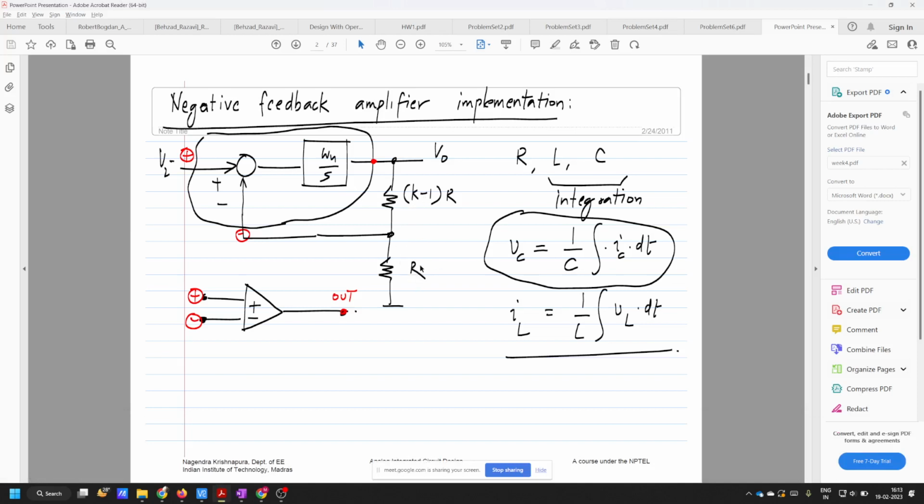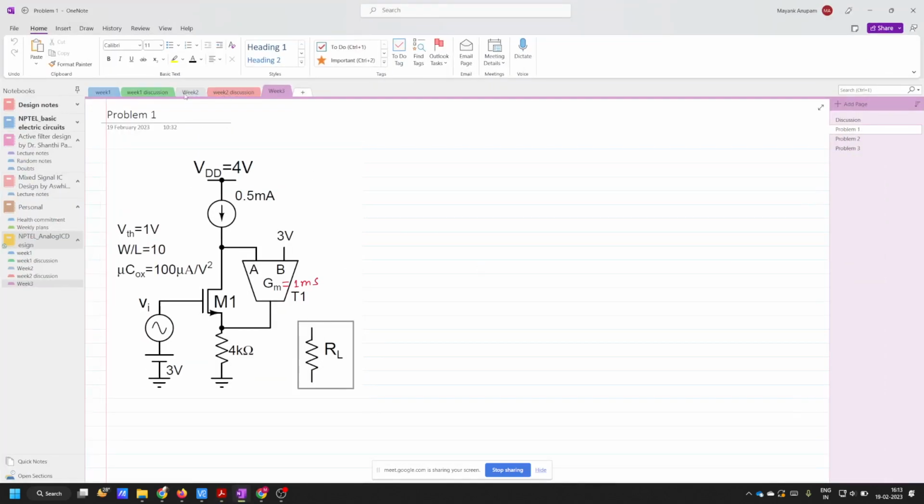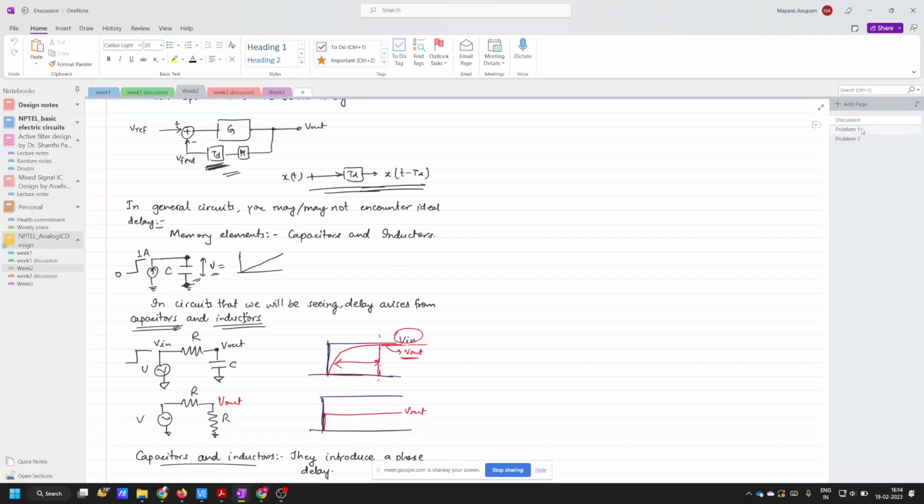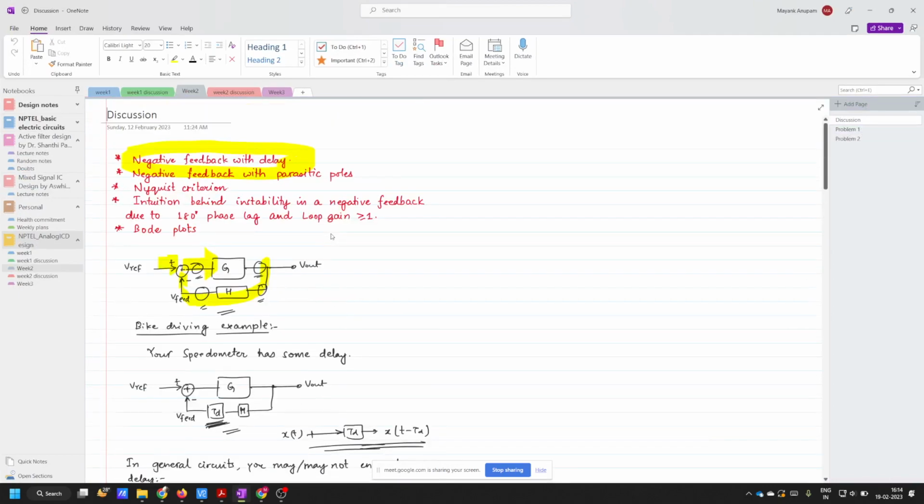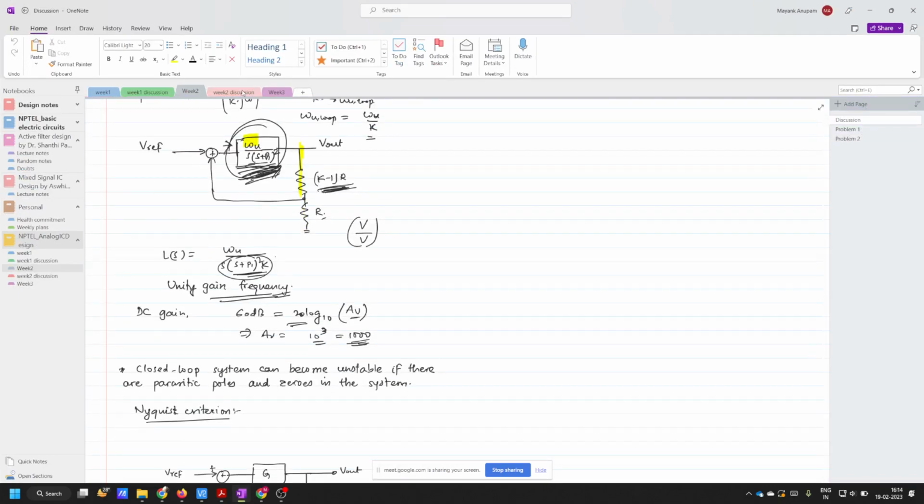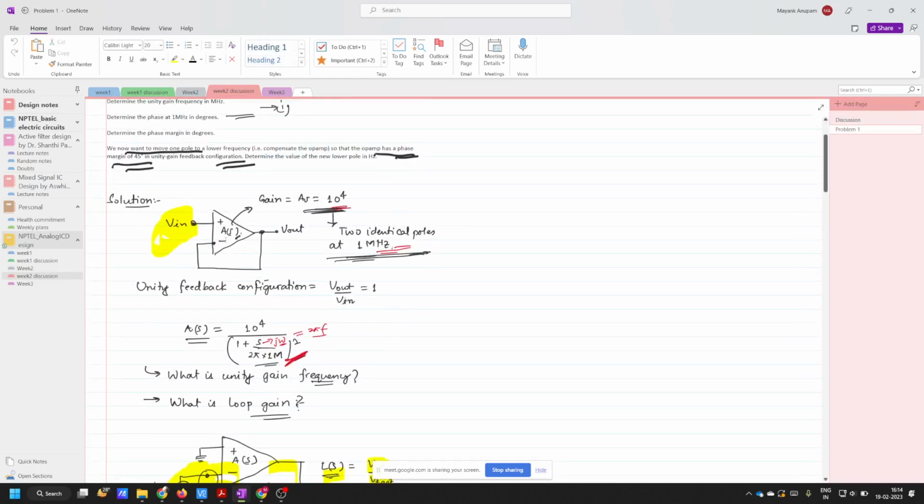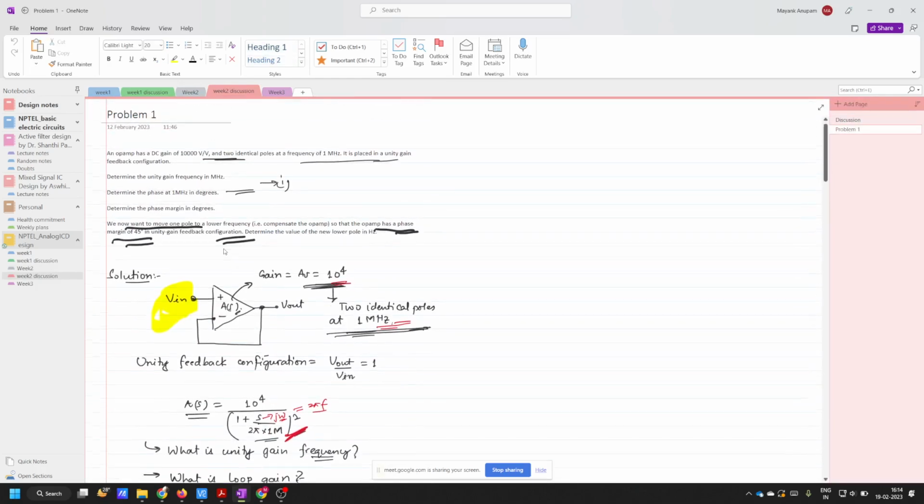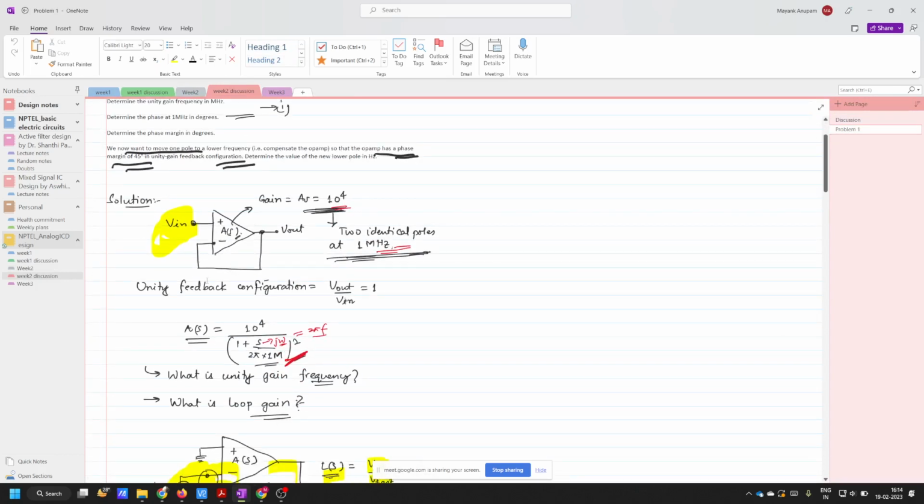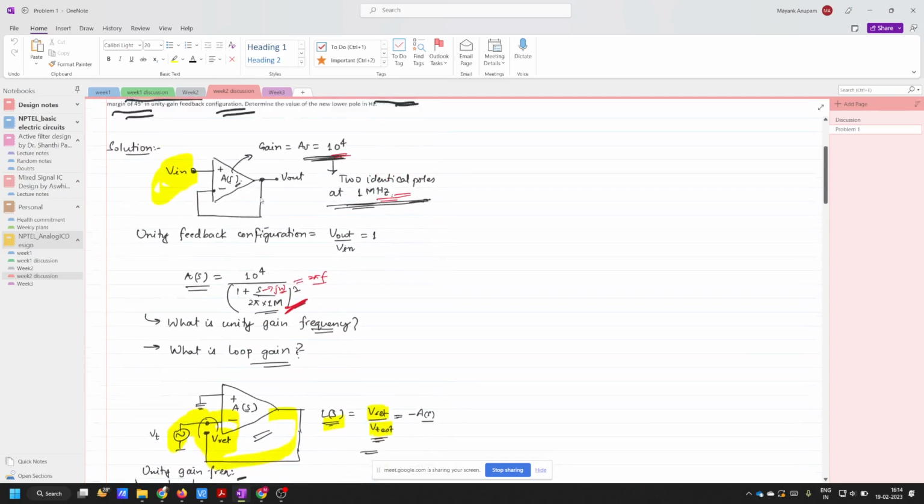The question that we discussed last time, that is here, I guess, week 2. This was the problem that we discussed in week 2. And in this, there was only unity feedback. There was no k minus 1 times r and r business going on here, right? There was no feedback ratio. The feedback ratio was 1.